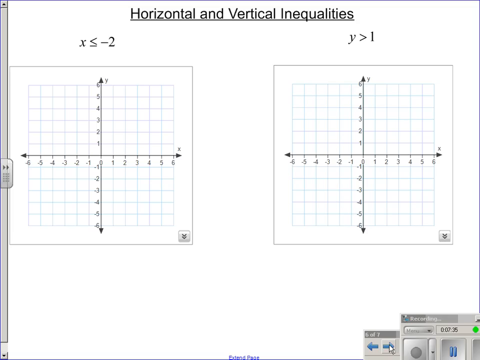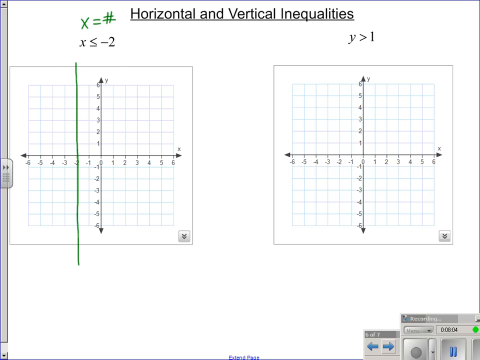Okay, so horizontal and vertical inequalities. These are fairly simple if you remember what horizontal and vertical equations look like. When it is in this format, x equals a number, that's your vertical line. So just like with the other equations, graph it. We have x values less than or equal to -2. So it's a vertical line through -2, or equal to, so it's solid.